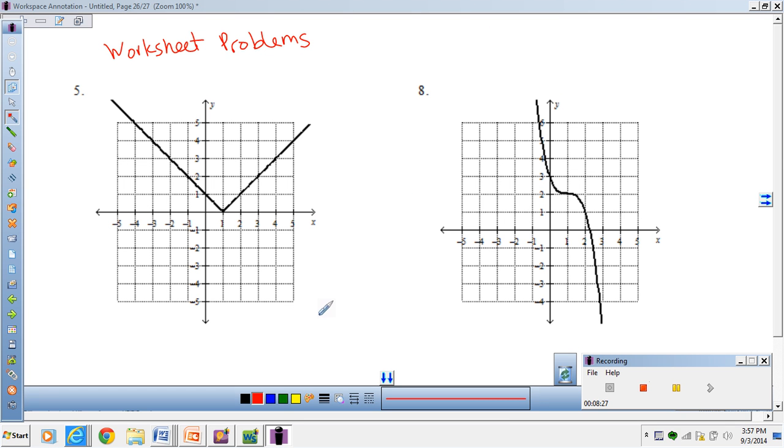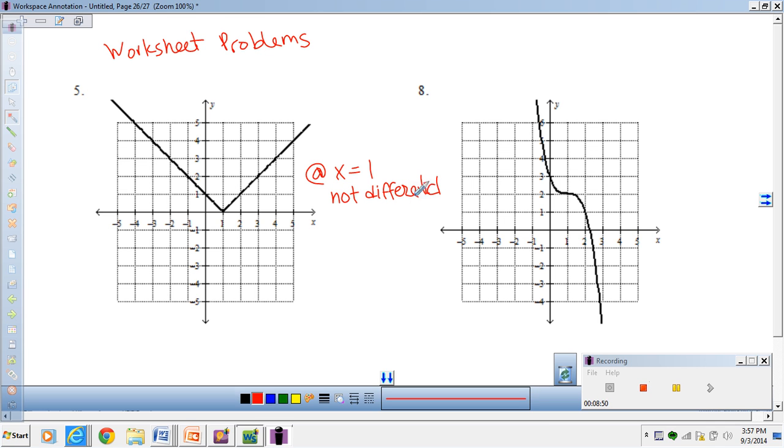So let's look at more worksheet problems. Okay, so here on number 5 I have an absolute value function. And I said that we are not differentiable at sharp turns. So at x equals 1, it is not differentiable. So I do not have a slope there. But I can take the slope of everything else.